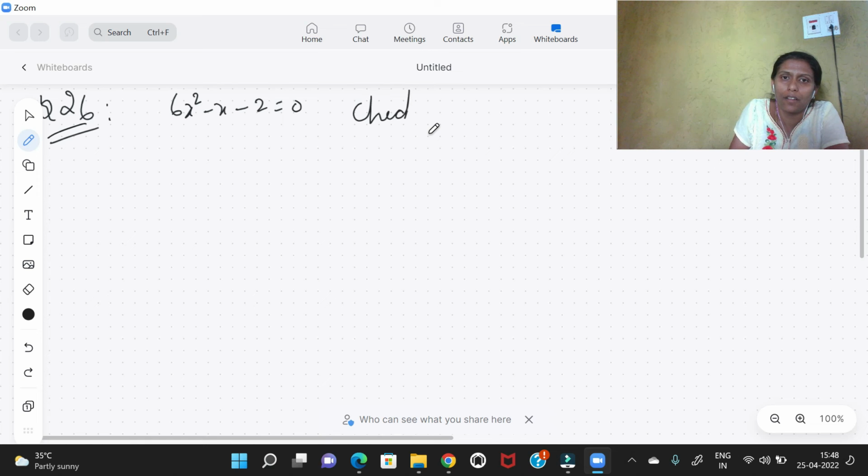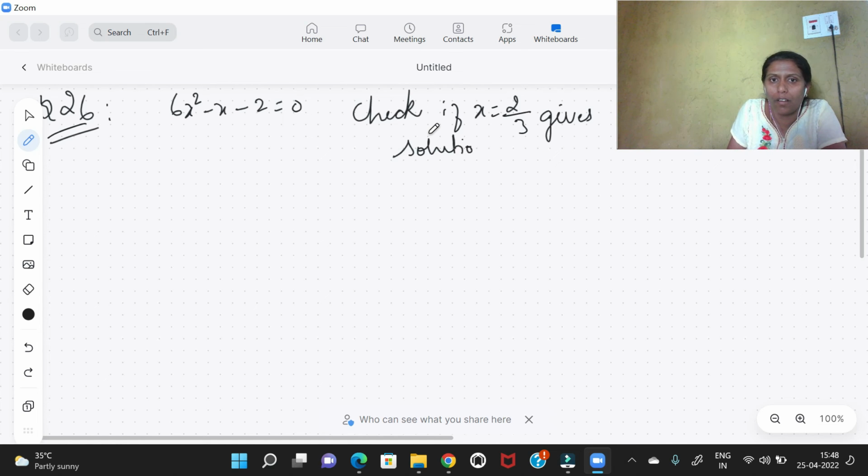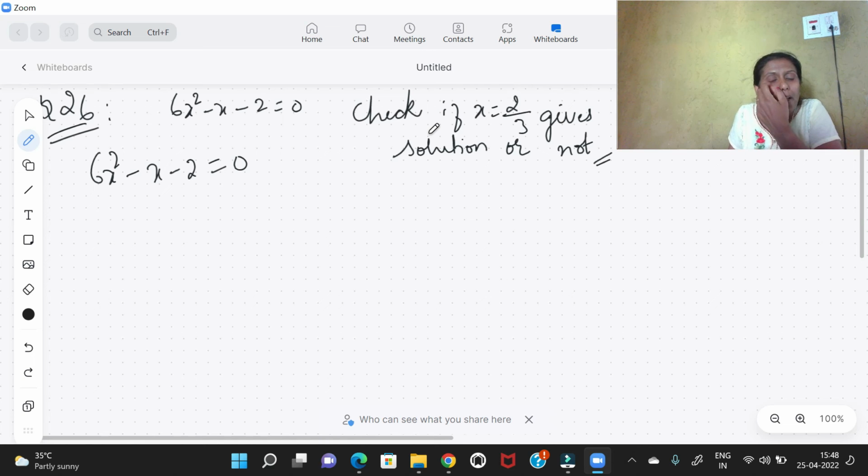Okay, without solving the quadratic equation, 6x square minus x minus 2 is equal to 0. Check whether x is equal to 2 by 3 gives a solution or not. Okay. So 6x square minus x minus 2 is equal to 0. Right? So that is what it said. Now 6 into x square, x is equal to 2 by 3, x square is 4 by 9, minus, what is x? 2 by 3. I'm just replacing. Right? Hope you got me.